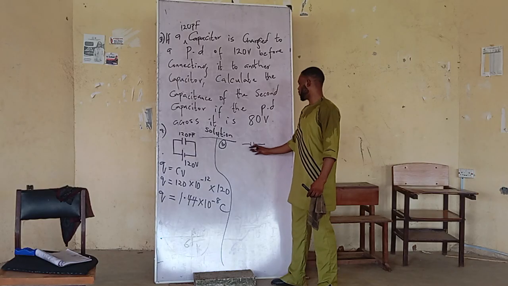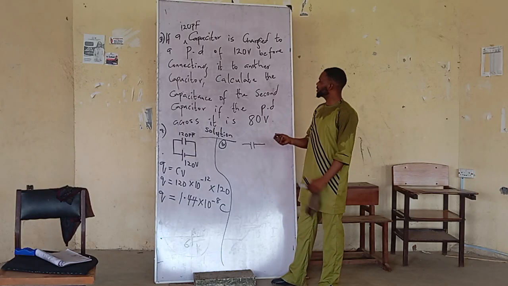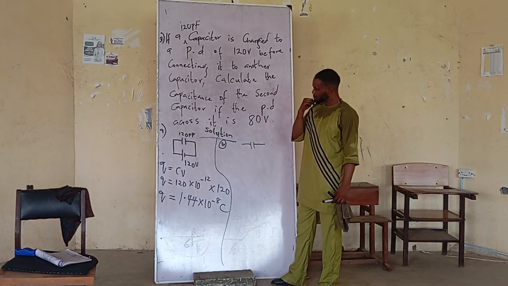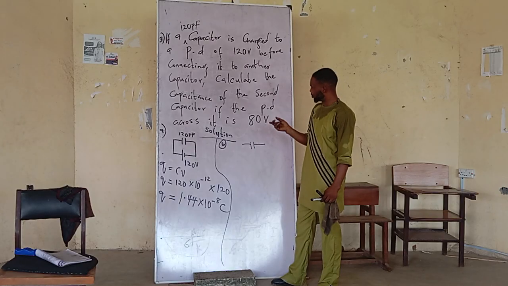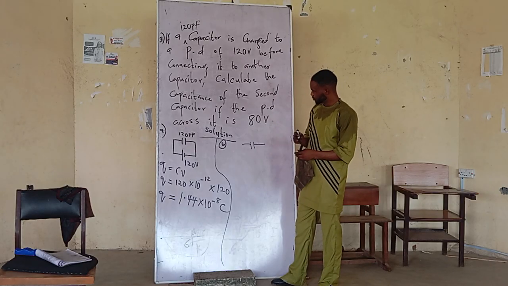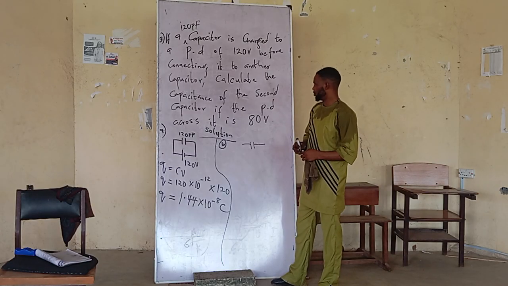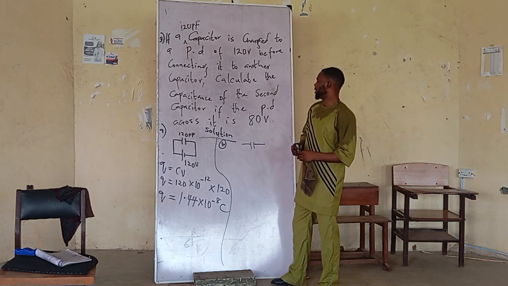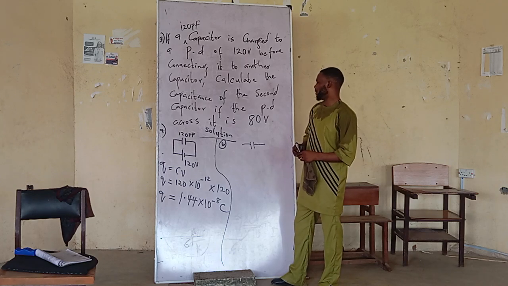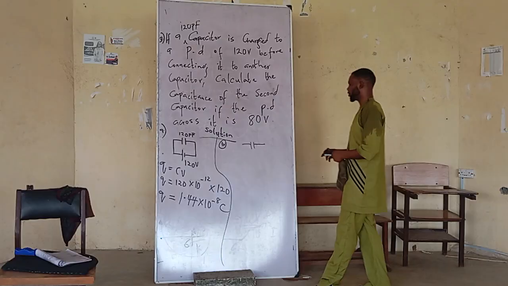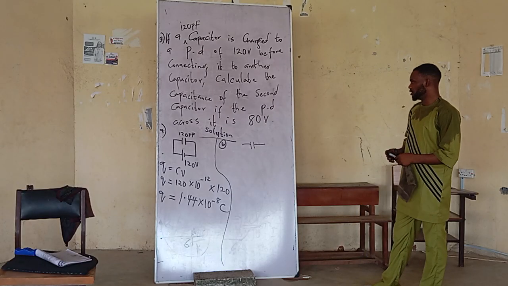So B will be equal to, let's do it, this is the 120 here. Before connecting it to another capacitor. Calculate the capacitance of the second capacitor if the potential difference across it is 80 V.